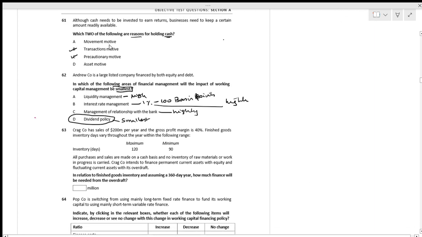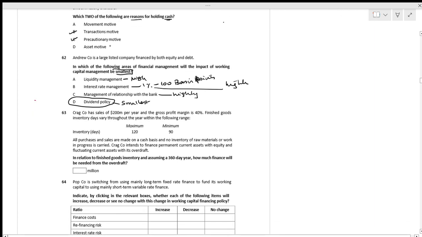Craig company has sales of 200 per year and a gross profit of 40%. Finished goods inventory days vary throughout the year within a given range, 120 days and 90 days. All purchases and sales are made on a cash basis, and there is no inventory of raw materials or work in progress. Craig intends to finance permanent current assets with equity and fluctuating current assets with its overdraft. In relation to the finished goods inventory, assume a 360-day year.